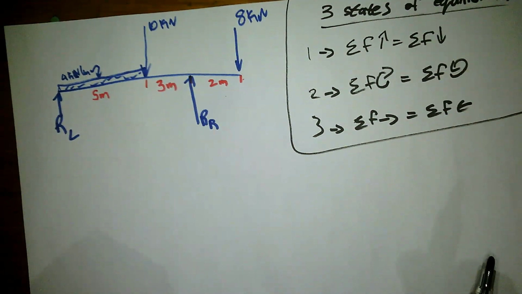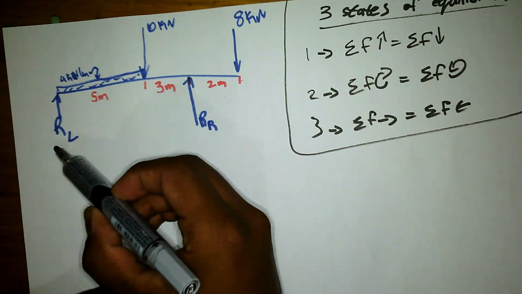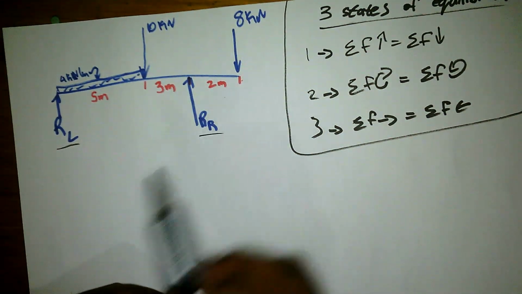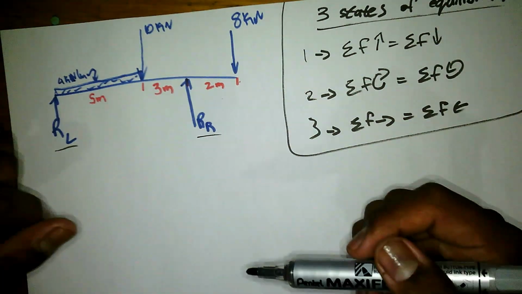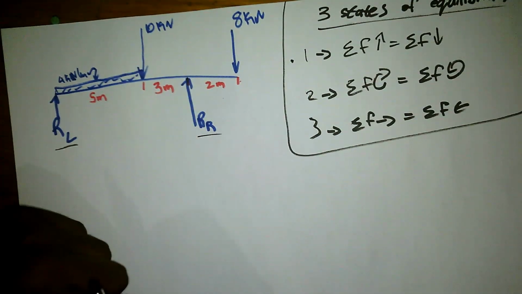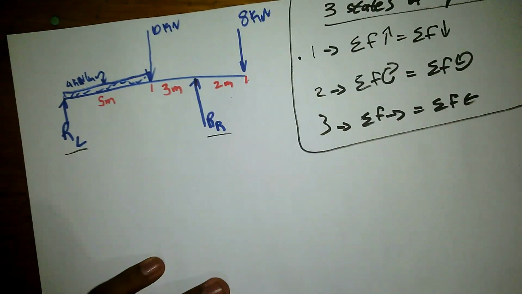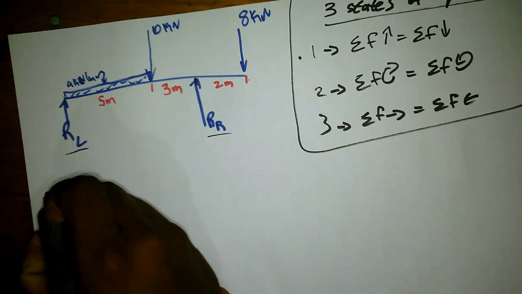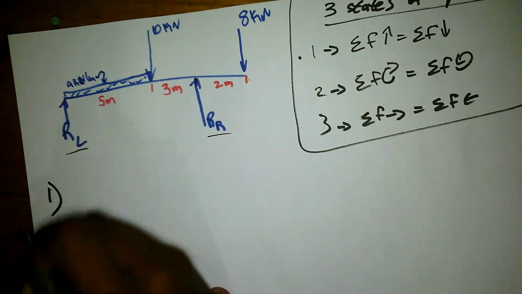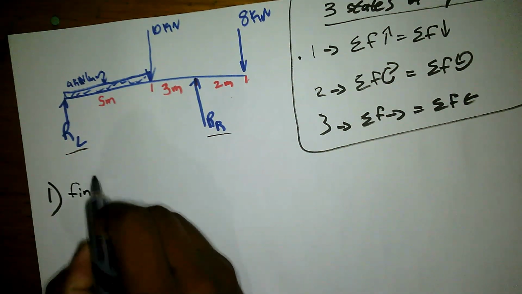So okay, right here we can ask you three questions already. We can ask you to calculate RL, RR, and then also to balance the beam. To balance the beam, we will be using this one, but we will get back to that. So okay, step one. Let us get RL.